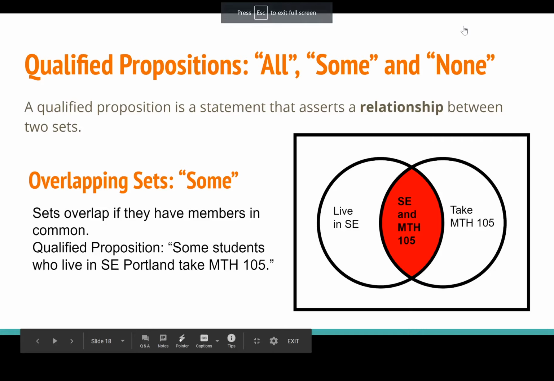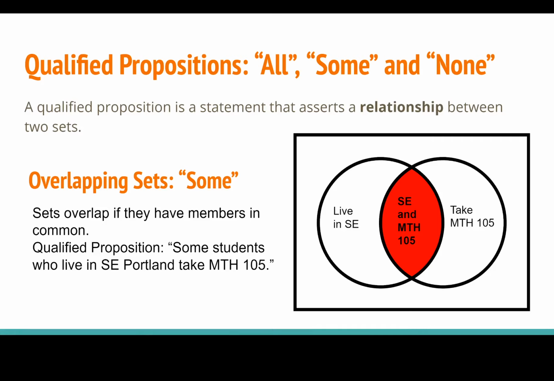Qualified propositions, such as all, some, and none, are statements. They use words like all, some, and none to assert a relationship between two sets. I could say, some students live in Southeast Portland and take Math 105. In that case, I'm talking about the intersection region, the and region.